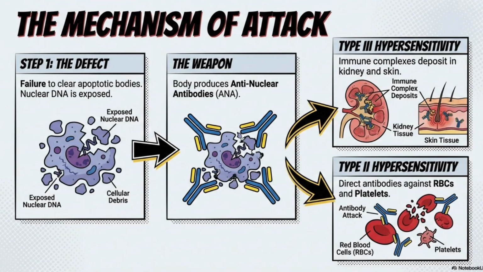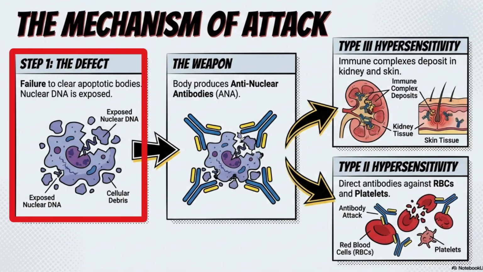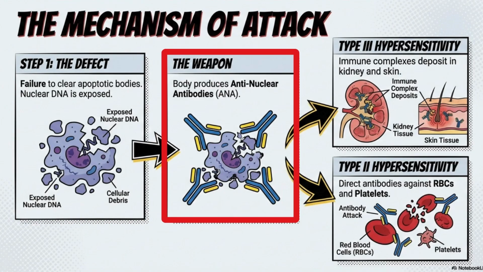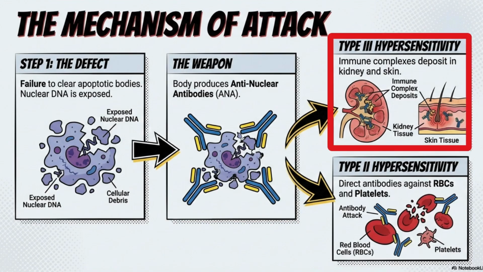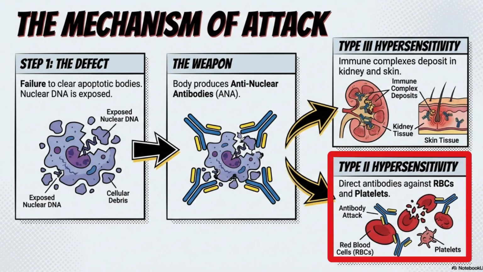How does the enemy attack? Step 1, the defect. The body fails to clear apoptotic bodies. It's a waste disposal problem. This leaves nuclear DNA exposed. The body sees this DNA and creates anti-nuclear antibodies. This leads to two types of warfare. Type 3 hypersensitivity, the clog: immune complexes deposit in the kidney and skin. And type 2 hypersensitivity, direct fire: antibodies attack RBCs and platelets.